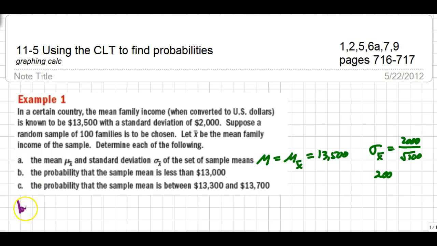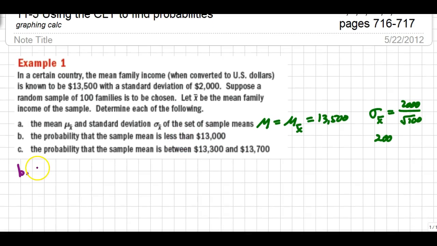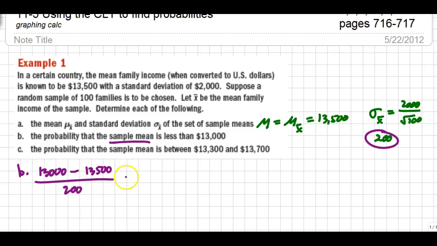Now let's move on to part B. Find the probability that the sample mean is less than 13,000. 13,000 is a piece of data that we need to convert to a z-score. So we're going to subtract the mean, and we're going to divide by the standard deviation. Now be careful here, are we doing it for the sample or for the original? It says sample here, so we want to use the standard deviation of the sample, not the standard deviation of the original population. So we are going to divide by 200 here instead of 2,000.